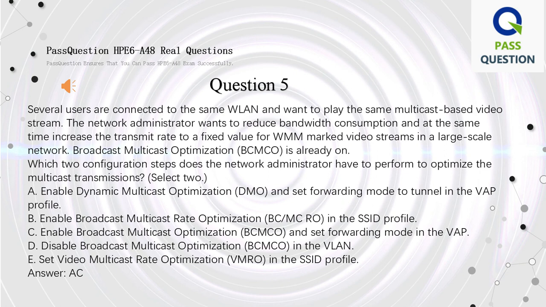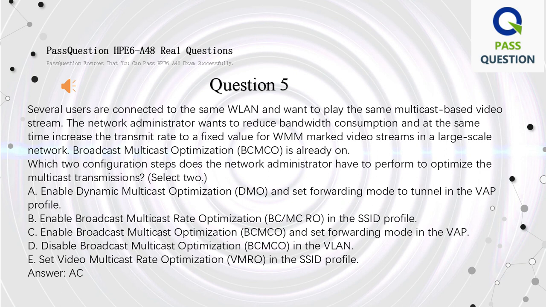Question 5. Several users are connected to the same WLAN and want to play the same multicast-based video stream. The network administrator wants to reduce bandwidth consumption and at the same time increase the transmit rate to a fixed value for WMM-marked video streams in a large-scale network. Broadcast Multicast Optimization (BCMCO) is already on. Which two configuration steps does the network administrator have to perform to optimize the multicast transmissions?